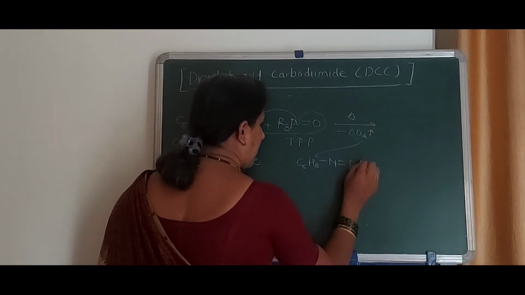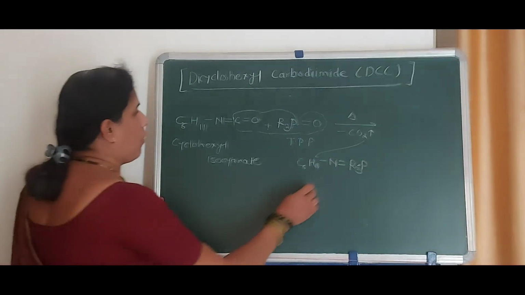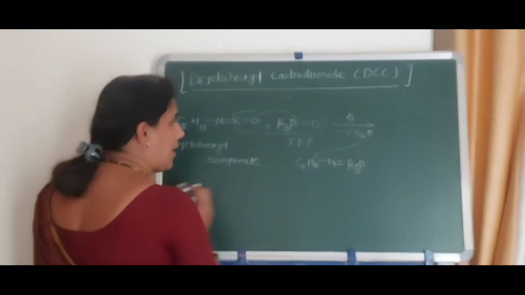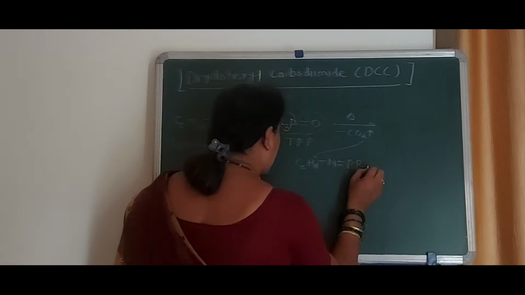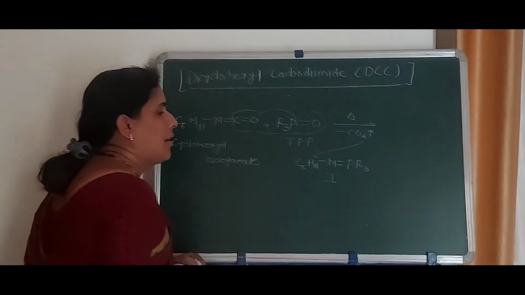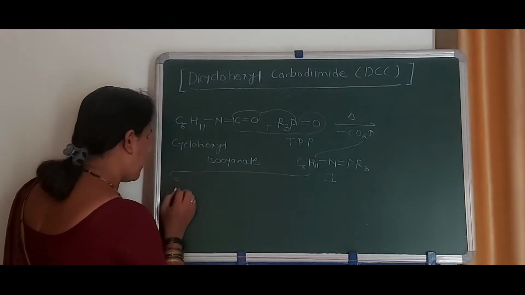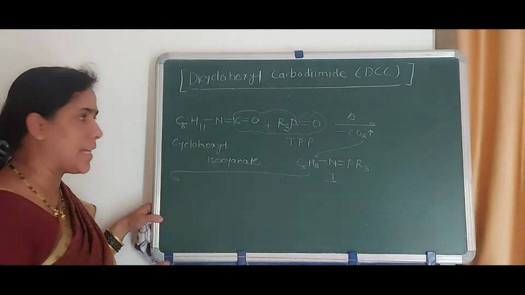Got it? Now that is the formation of PR3 here. For simplicity, we write it as PR3. This is the first intermediate. Now this intermediate reacts again with cyclohexyl isocyanate.